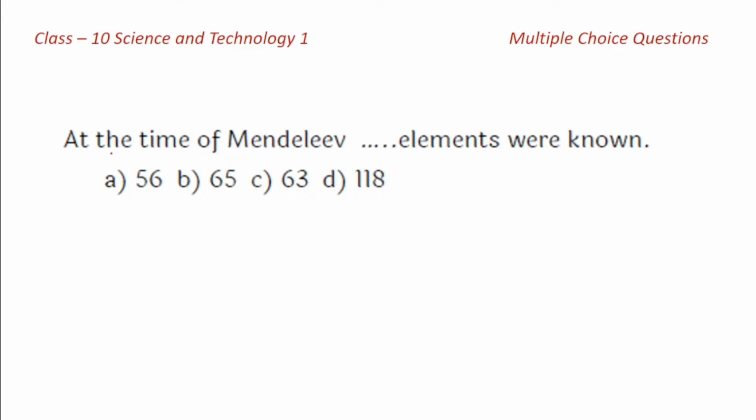Next question is, at the time of Mendeleev, dot dot elements were known: 56, 65, 63 or 118. So the correct answer is option C, 63. At the time of Mendeleev, 63 elements were known.